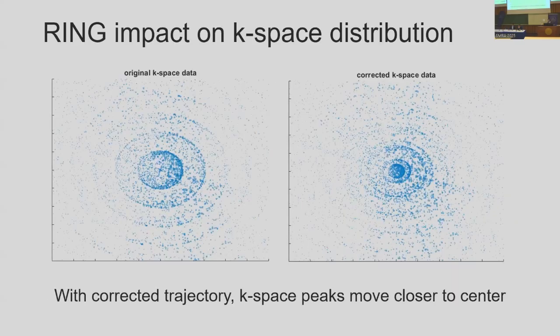And a way to understand what this is doing in K-space is to look at this one example. This is a plot of the K-space magnitudes over the original trajectory on the left and then the modified ring-corrected trajectory on the right. And what you can see is that the weight of K-space is clustered more towards the center of the image with the correction, which indicates that this is in fact a good fit for our data.